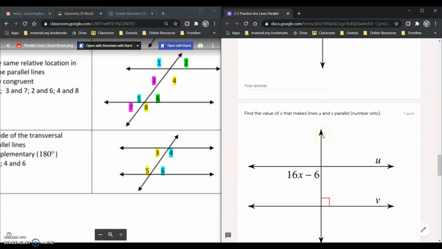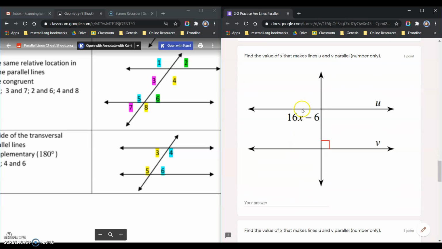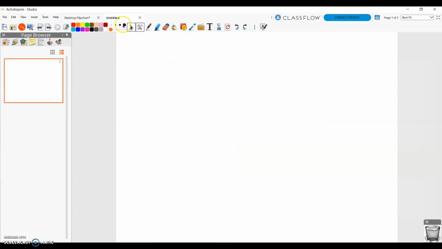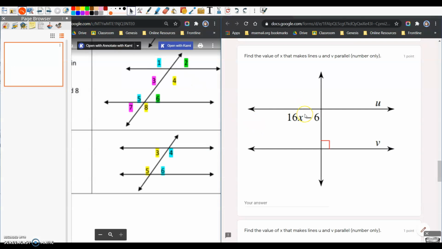It's very similar as you go down. When you start seeing values with x's, you're going to start to write expressions and solve for x. So when I say find the value of x, you want to know that either you're going to have an expression plus another expression that equals 180 degrees, or they're going to be equal to each other.